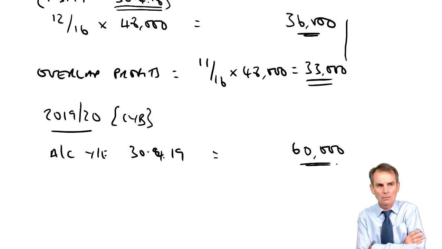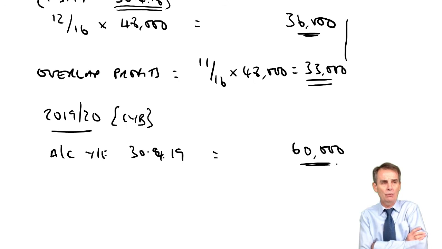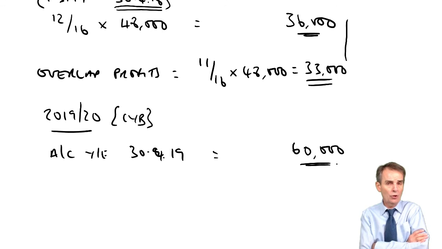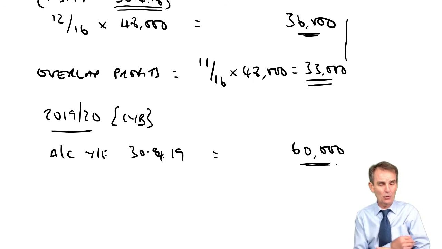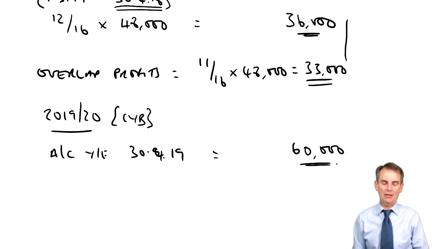So I want you between now and our next session together on this chapter to come up with an answer to that problem. Which date would you recommend? Would you choose 31st of March or would you choose the 30th of April? And of course, why? What's the reasoning behind your choice of accounting date?